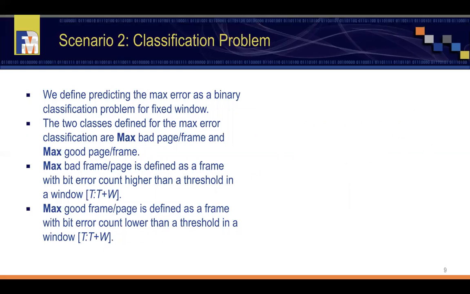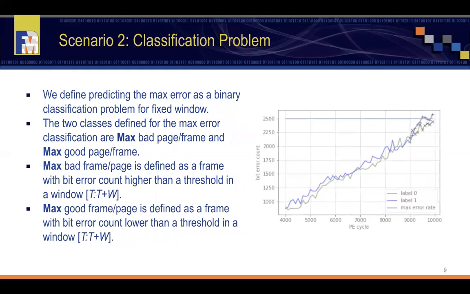So now we formulate scenario 2 as a binary classification problem to begin with. The classifier aims at predicting if the error count at any point in the window is above a threshold. We define two classes as the max bad frame and max good frame, or the max bad page and the max good page. A max bad frame is defined as a frame with a bit error count higher than a threshold in the window t to t plus w. And a max good frame is defined as a frame with bit error counts in the window t to t plus w all below this threshold.